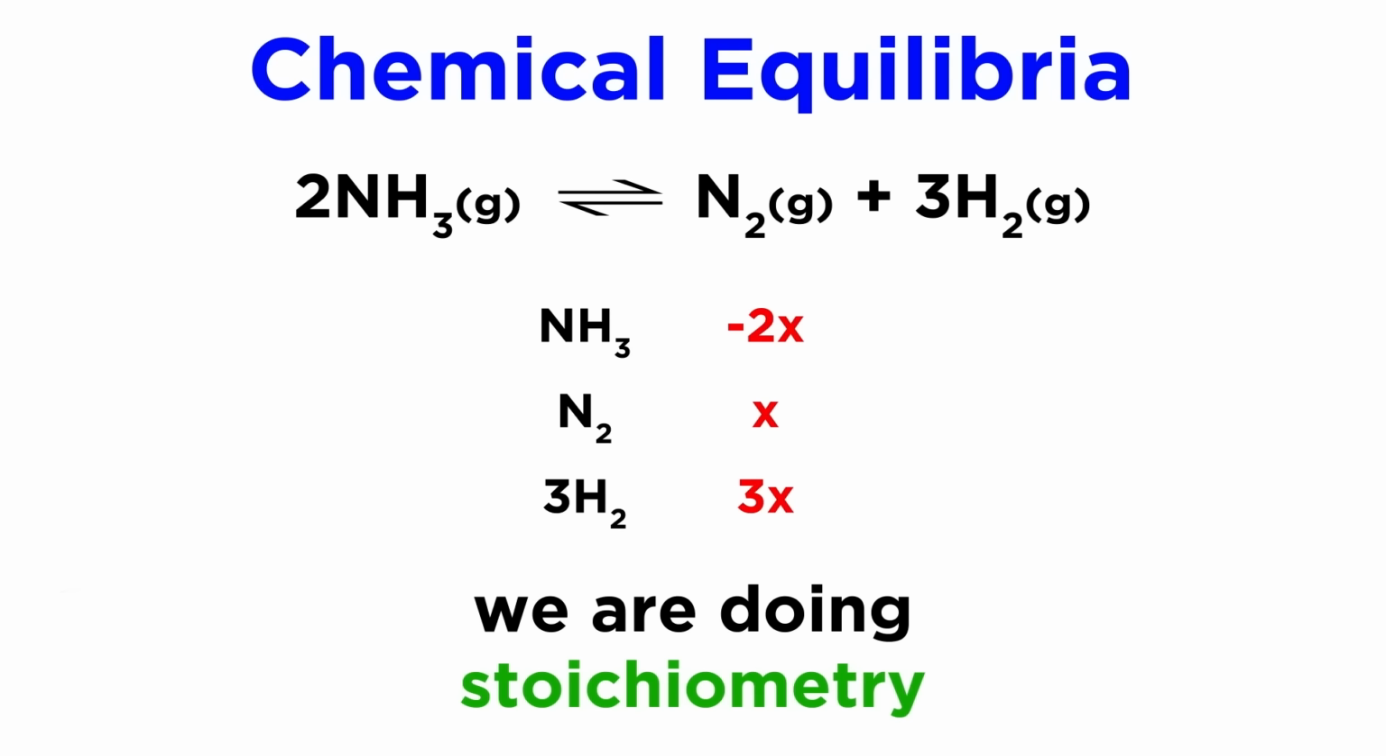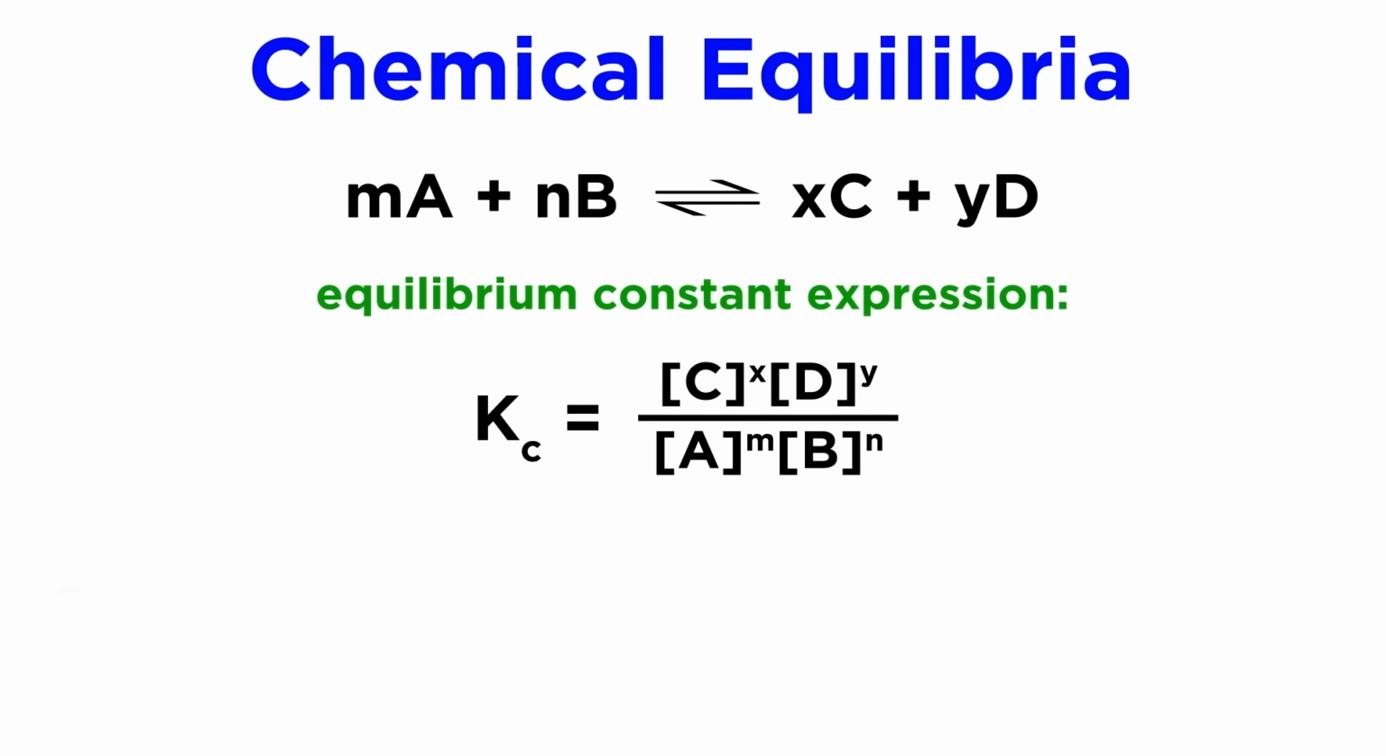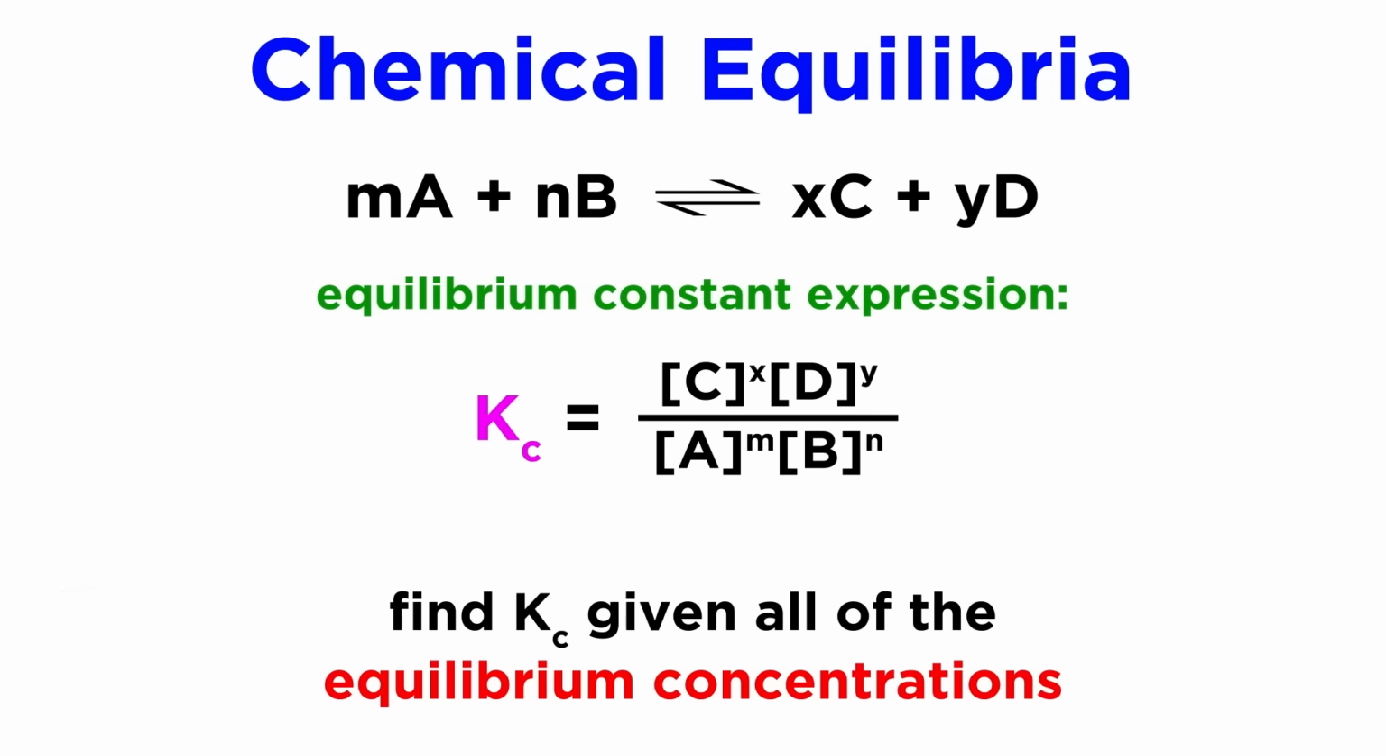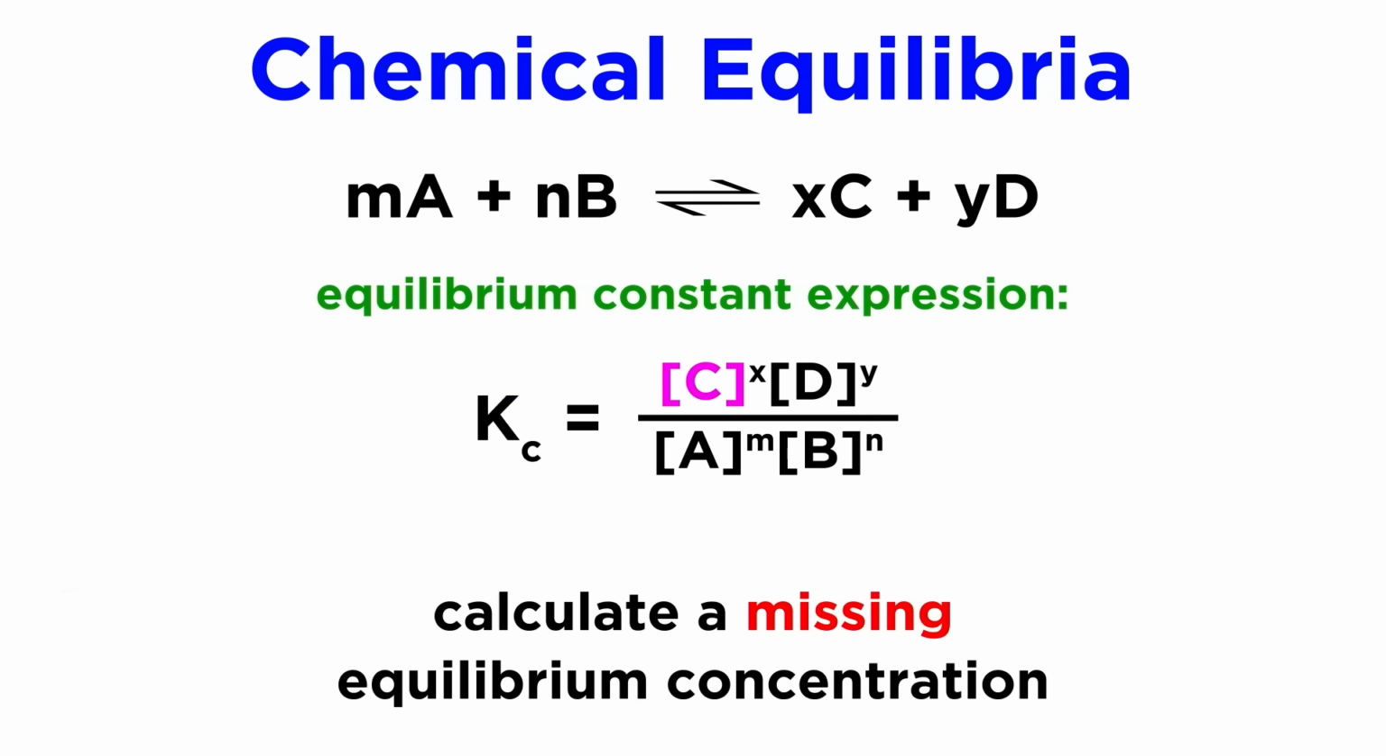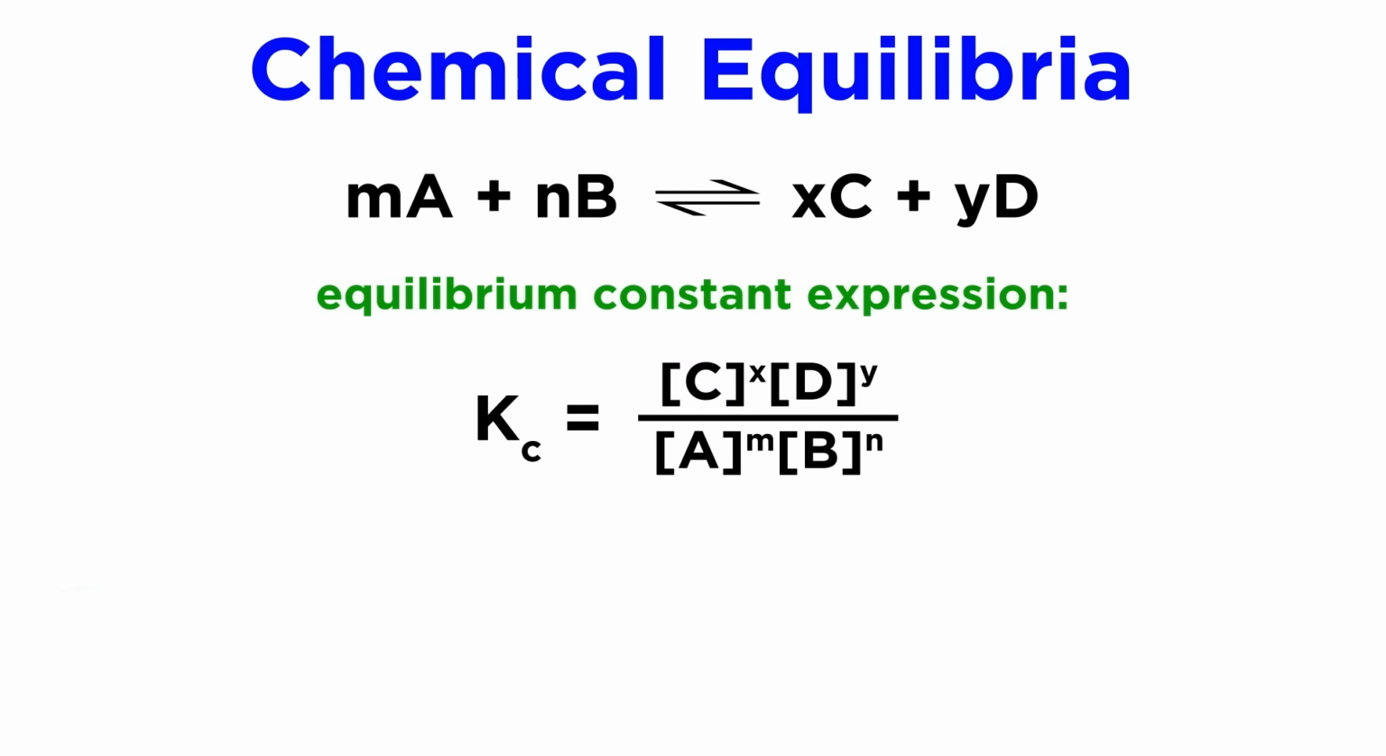Now that we know how to assign these terms, we are ready to learn how to calculate parameters of an equilibrium algebraically. The most basic calculation we can do is to calculate K given the equilibrium concentrations of all the substances involved, or similarly to calculate a missing equilibrium concentration given K and the other equilibrium concentrations. Let's try each of these now.